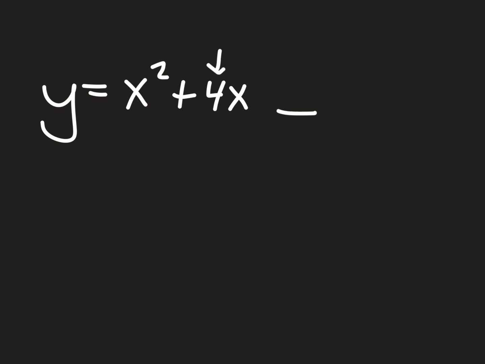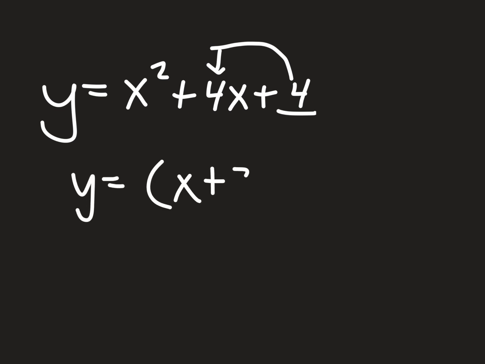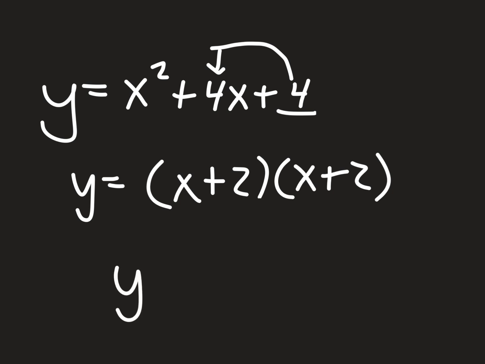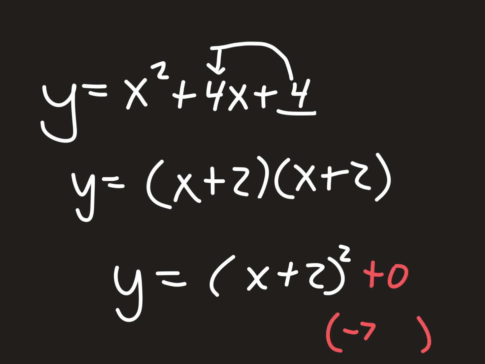Half of the 4 is 2, and 2 squared is 4. Notice what I did there, half n square. And that's the perfect number, and let me show you why. Because now this thing will not only factor, but it'll factor to 2 identical things, x plus 2 and x plus 2. And why is that good? Because it's not only factored form, it's vertex form. And if I put a little plus 0 at the end, it'll make it extra obvious that the vertex would be negative 2, 0.